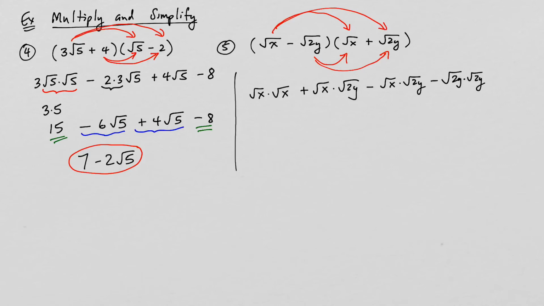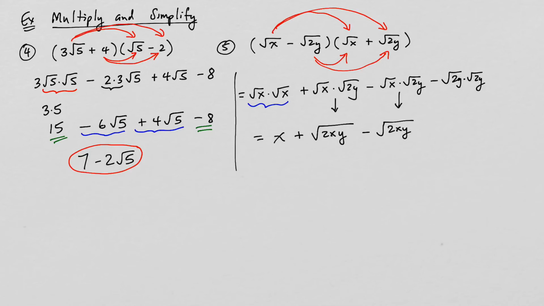Okay, so I know this looks horrible, but it's going to simplify really nicely. Radical x times radical x, well, that's x, isn't it? And then what you have next here is radical x times radical 2y, which is radical 2xy. And then we have minus radical x times radical 2y, which is radical 2xy.